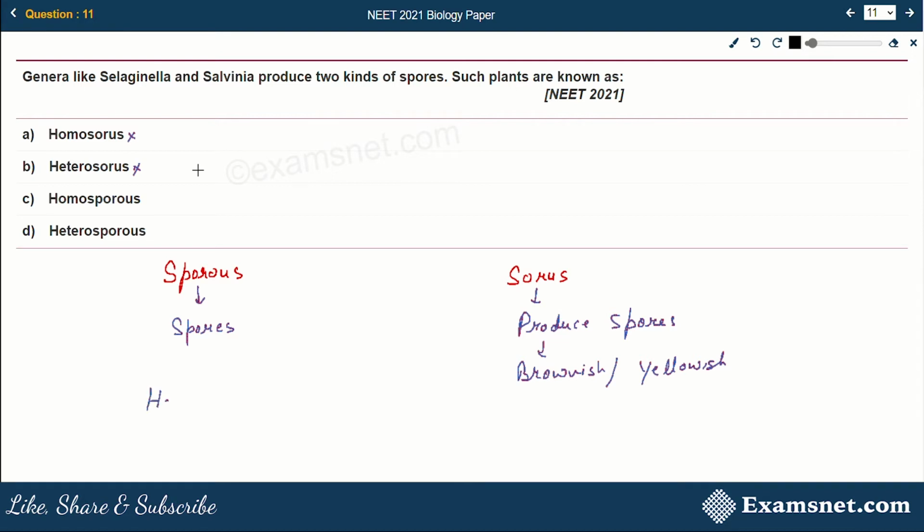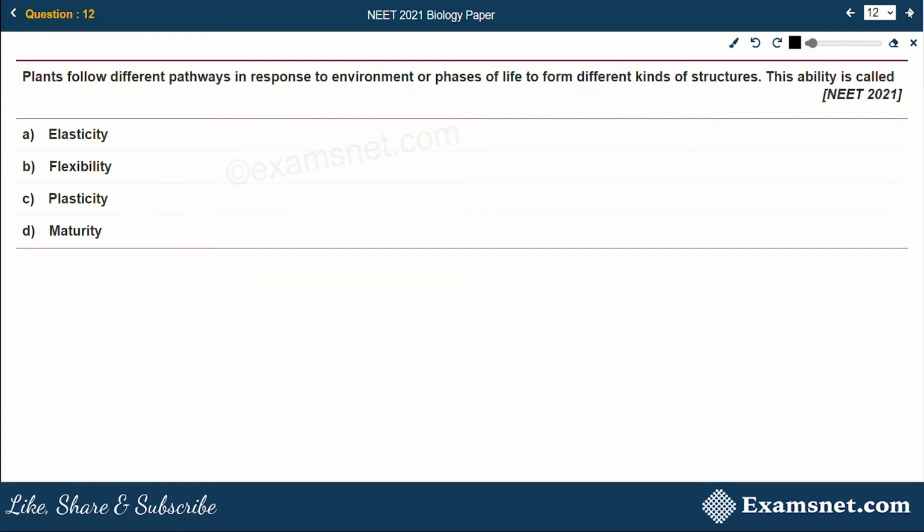See, the prefix homo means same, and the prefix hetero means different. So the plants which contain the same type of spores are known as homosporous. One example is pteridophytes. Most of the pteridophytes are homosporous. And the plants which produce more than one type of spores are known as heterosporous. So Selaginella and Salvinia are examples of heterosporous plants.